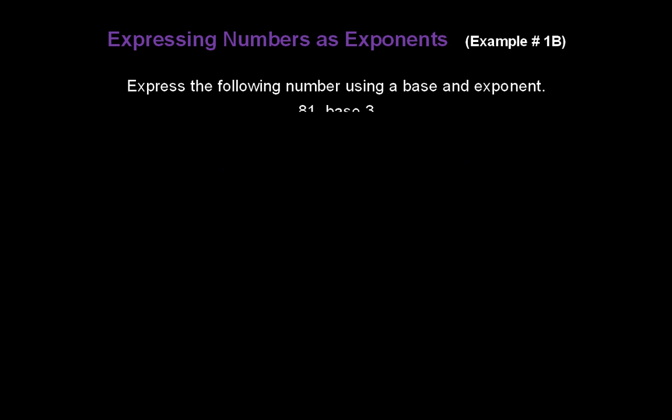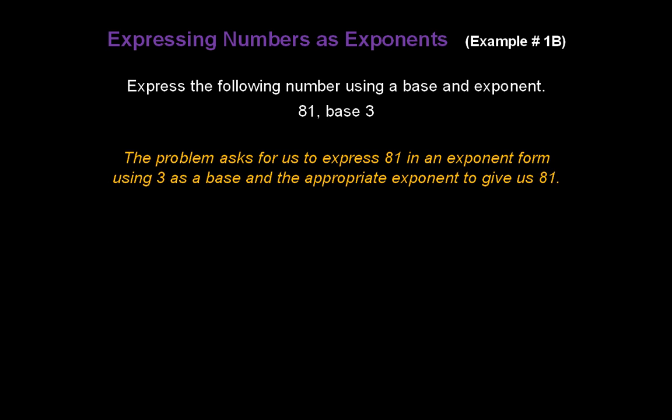Let's try another one. Express the following number using a base and an exponent, 81, but this time with a base of 3. The problem asks us to express 81 in an exponent form using 3 as a base and the appropriate exponent to give us 81. So we're going to start multiplying 3's together until we reach 81.